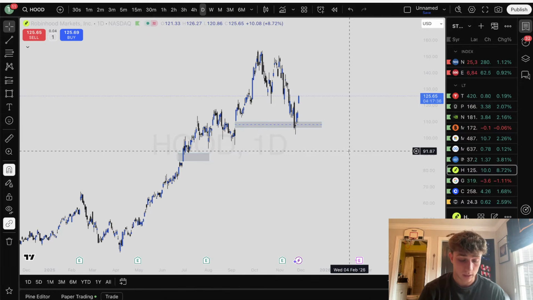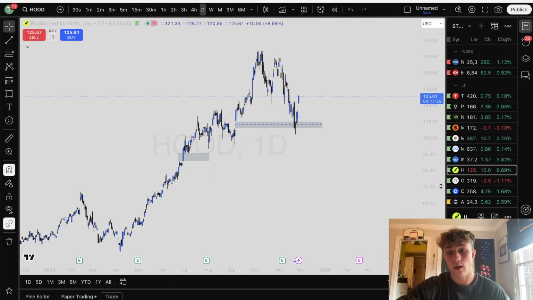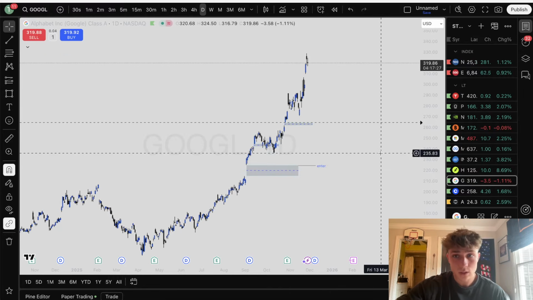Not looking really to dollar cost average more, although I really do believe in the stock and in the company. I love the CEO, Vlad, but just not looking for it. Google, the question with Google is not buying more. The question with Google is, do I trim? I have a $4,300 market value.